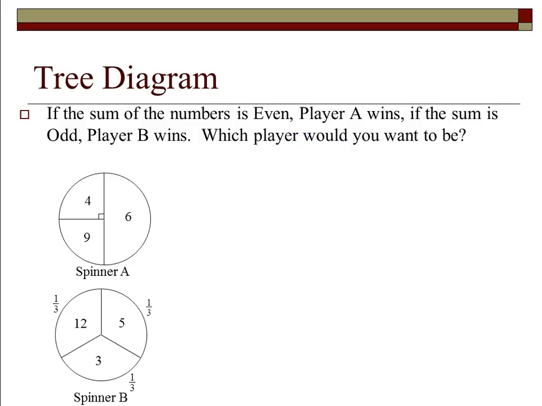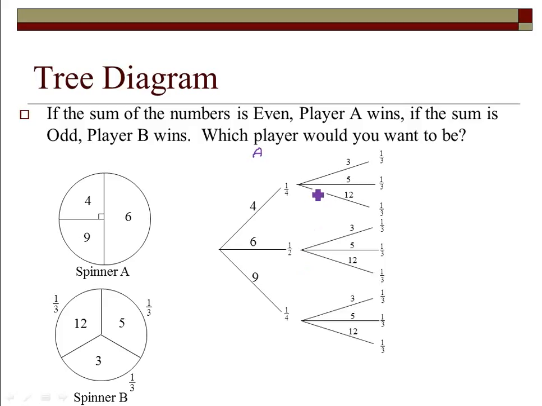So I'm going to start with player A. There are 3 possibilities. This is spinner A. I'm going to list our possibilities now. I could have done a 4, a 6, or a 9. Probability of getting a 4 was 1/4, a 6 was 1/2, and a 9 was 1/4. Now, after I've done that, I'm going to branch off each one of these to represent spinner B. Spinner B has 3 possible outcomes: 3, 5, and 12. Each of those has a probability of 1/3. It's going to be the same for each one of these, so I could just put the same tree each time.